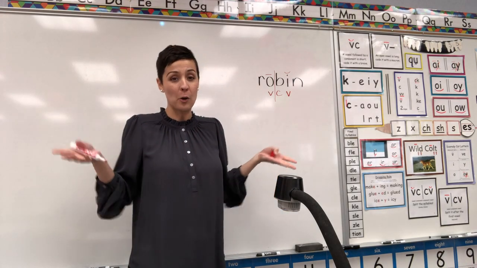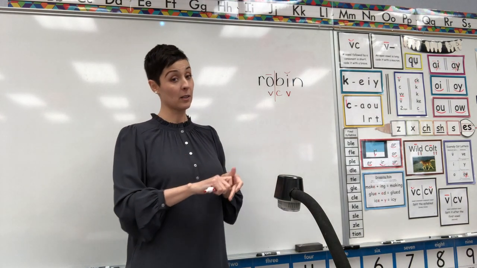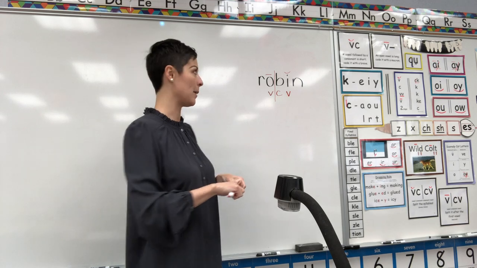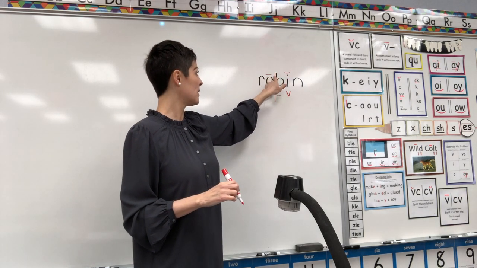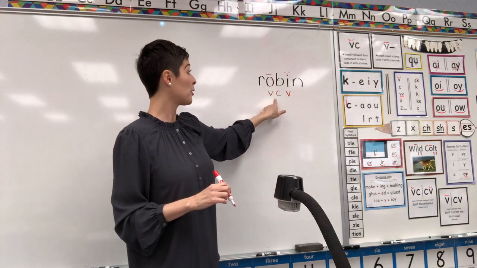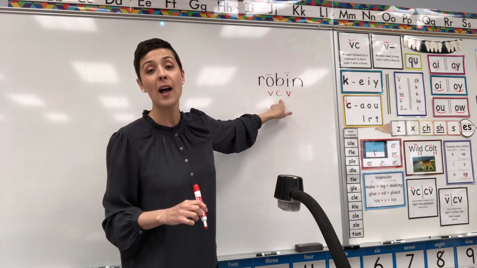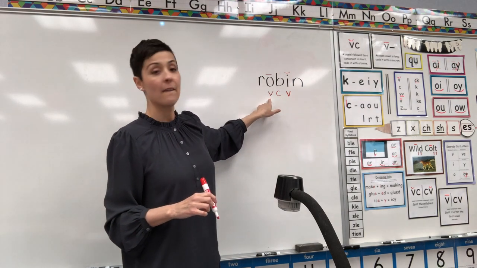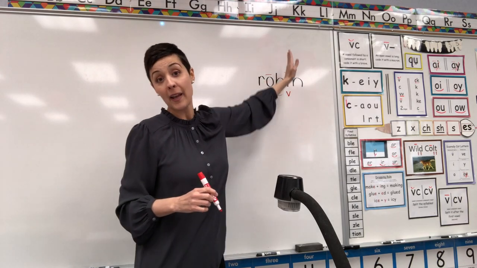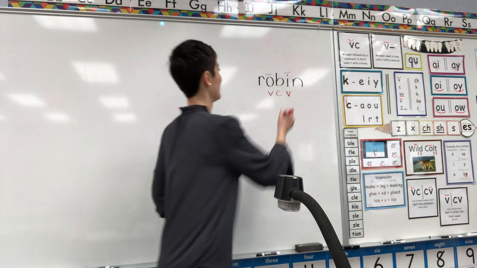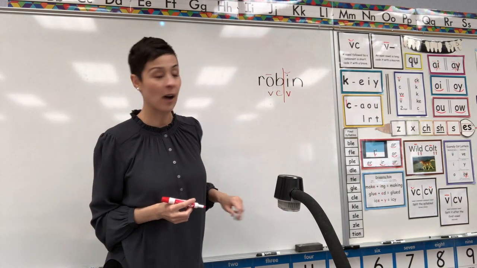It might look like Robin, but this is a new vowel pattern that we haven't learned yet. It's close to the one we've learned, but not quite the same. How we're going to do this vowel pattern is, instead of splitting it after the first vowel, we're going to split it after the first consonant. So it goes vowel, vowel, consonant, consonant B. Split it after the first consonant. When I do that, oh, look what happens now.